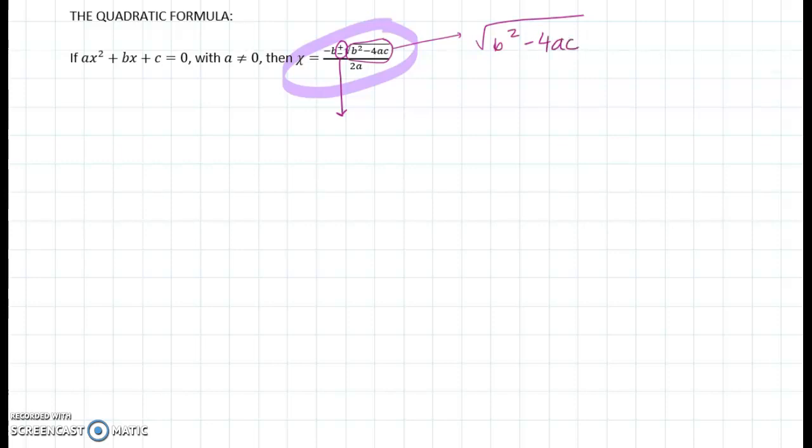So the case of no solutions is contemplated here because the result of applying b squared minus 4ac could be a negative number, and then we won't be able to find the square root, and then we'll get the result of no solution. So let's see how this works. Let's look at an example.